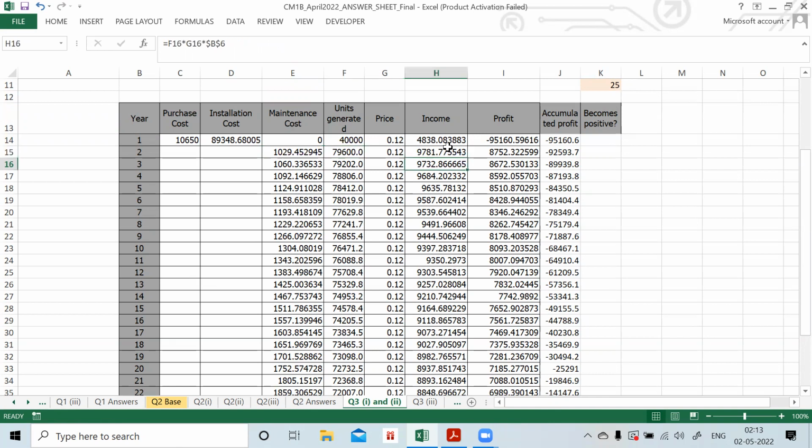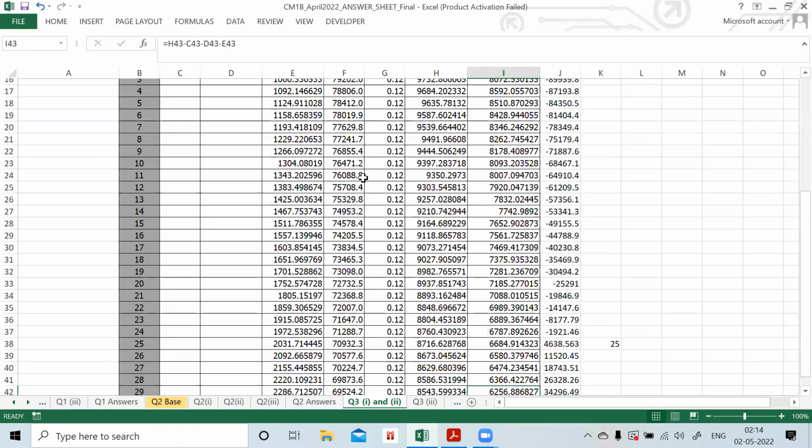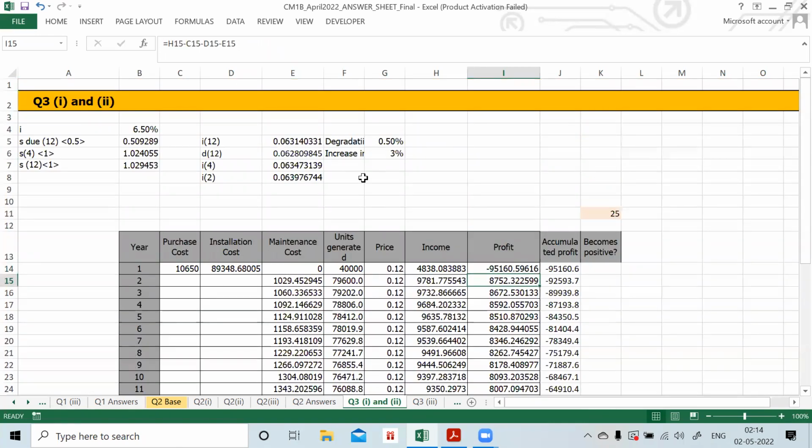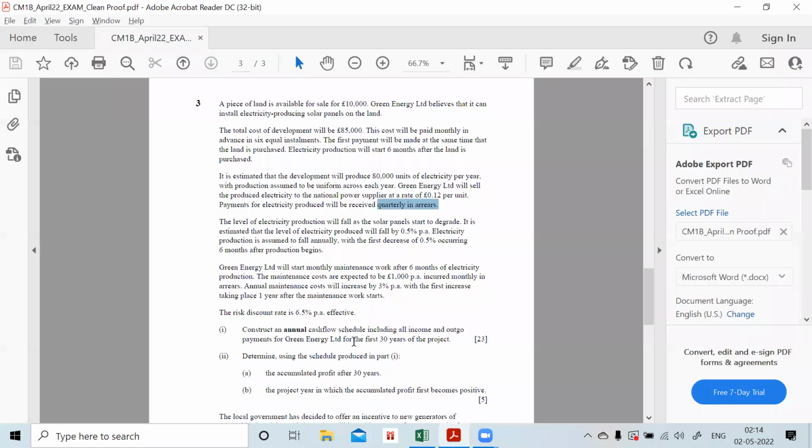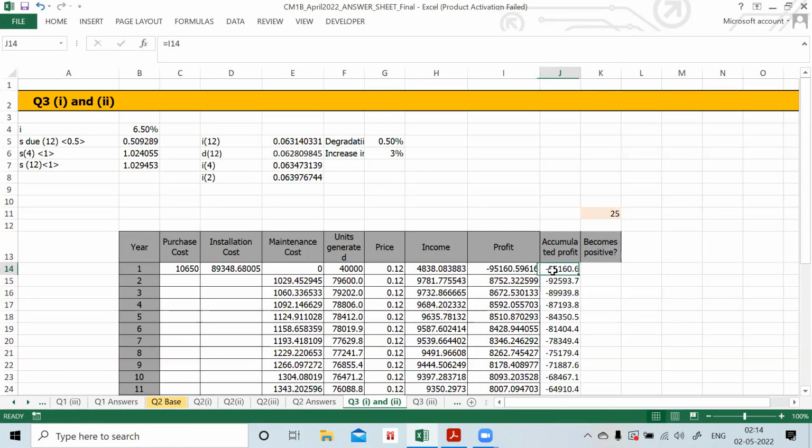Now the profit is nothing but income minus purchase cost minus installation cost minus maintenance cost. This is our profit for all the cash flows. So the annual cash flow for income and outgo is done. Next part says determine the accumulated profit after 30 years. So for the first year, this will be the profit. For the next year, we'll take each value to the end of next year and then add on this value.